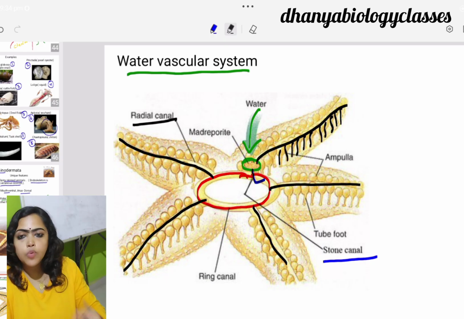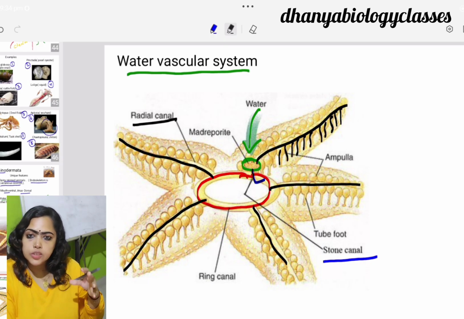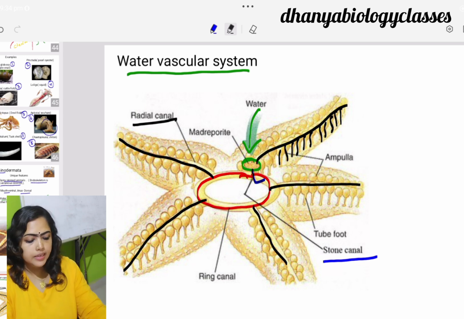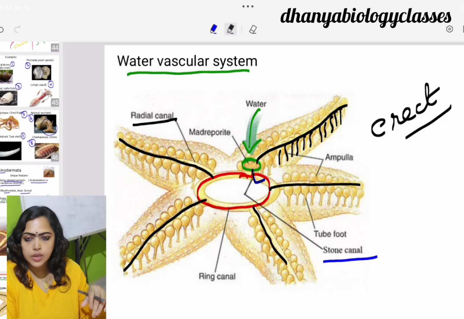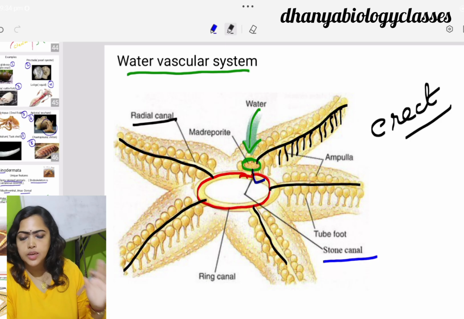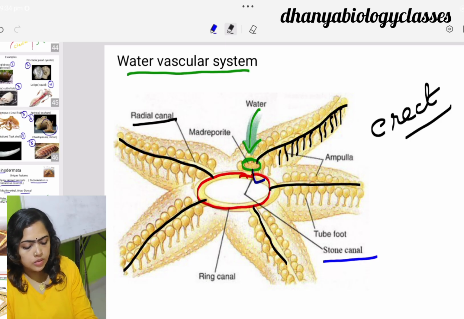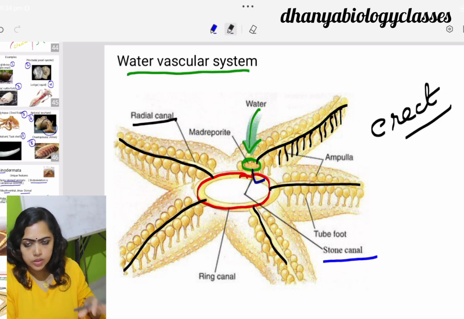Okay. So what happens here is, when water enters the tube feet, it becomes firm and erect, which enables the organism to move. Clear? So the primary role of the water vascular system is locomotion. And since water with dissolved oxygen is entering our body, it plays a role in respiration and then what? Excretion also.